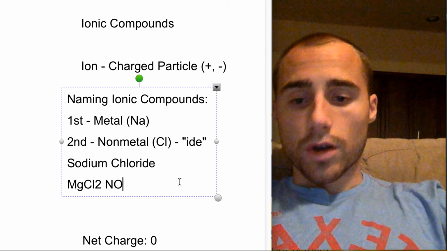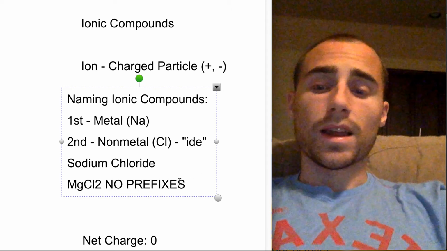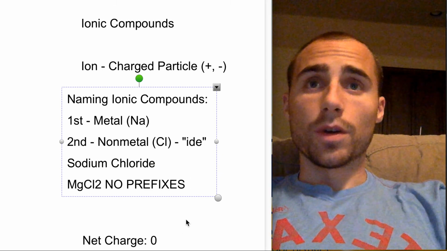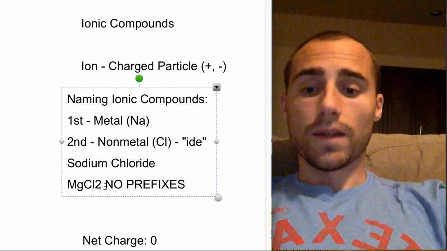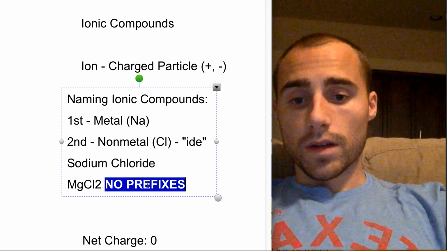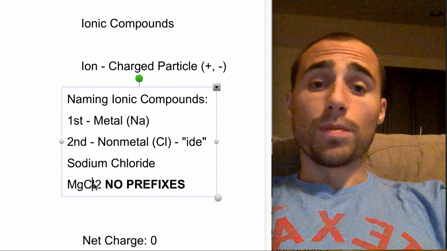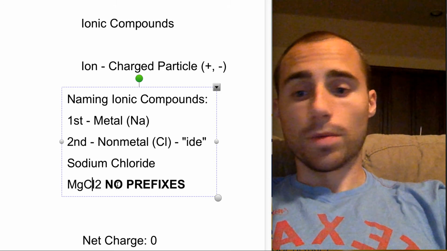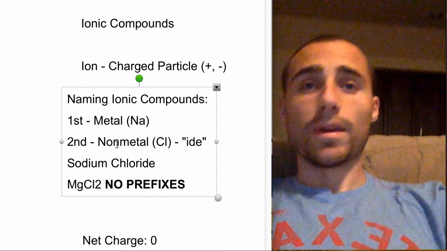There are no prefixes in ionic compounds. So you can always know if it's an ionic compound if there's no prefix at all. Covalent, remember, we had prefixes for everything. Ionic, there will be no prefixes. It's also metals and non-metals. That's the other way to tell.